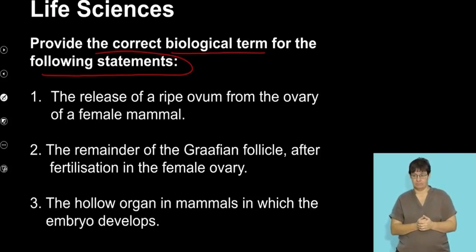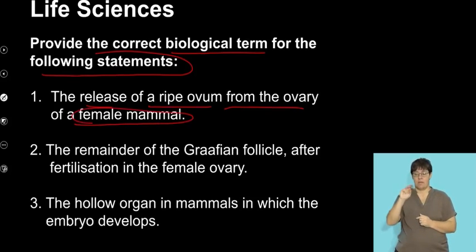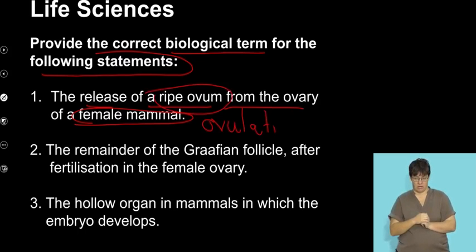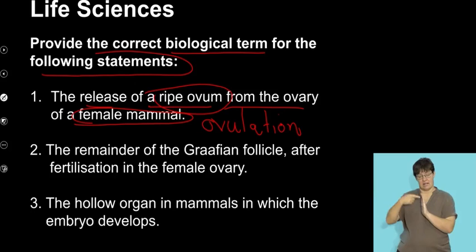So the first concept, the release of ripe ovum from the ovary of a female mammal. So guys, when an ovum is released from the ovary, we refer to that process as ovulation. And we notice that in the cycles that we illustrated early on in humans, ovulation is linked to the release of high amounts of FSH, and that will stimulate the production of the follicle. And around day 14, LH peaks, and that process is stimulated by the hormone LH.